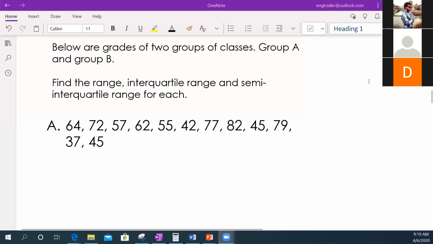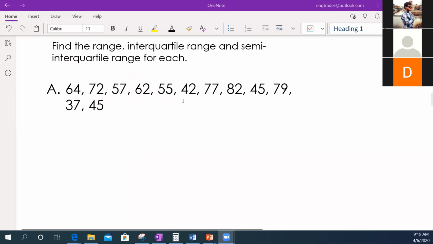This is a sample from two classes, call them group A and group B, and we want to find the range, the interquartile range and the semi-interquartile range for each. Similar to what we used to do for the mean and the median, we would organize this from the lowest to the highest when calculating the interquartile range, because we need to find the quartiles first of all. Then when we get the quartiles, we find the difference between them, which would assist us in getting what we need here, as well as the semi-interquartile range.